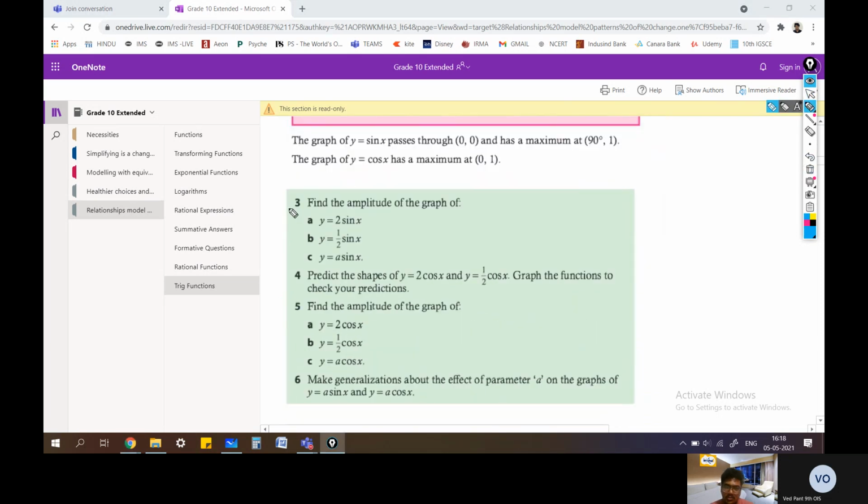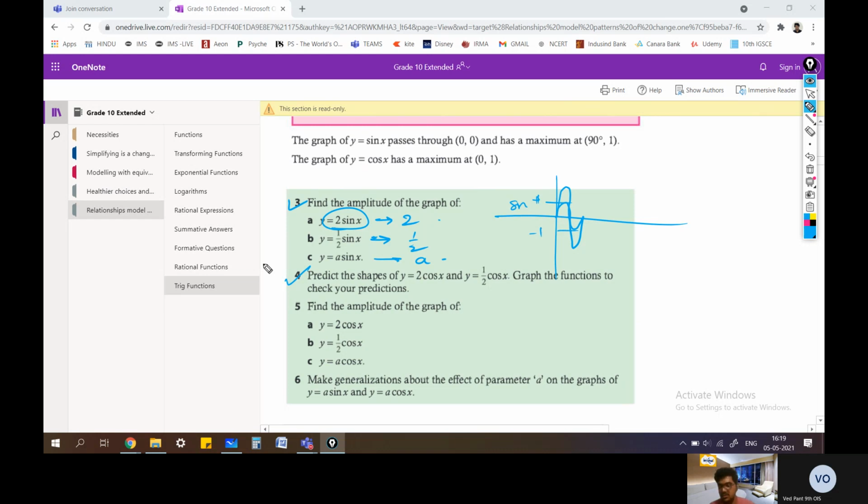So now I told you about the amplitude. Once you plot it on a GDC, you know what sine function this is? This sine function goes from +1 to -1. So if I multiply it by 2, the amplitude will increase to 2. For this the amplitude will be 2, for this the amplitude will be half, and for this the amplitude will be k. It is very predictable. Try this by yourself now.